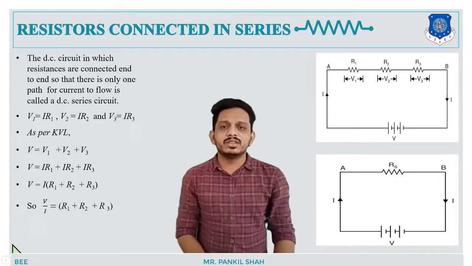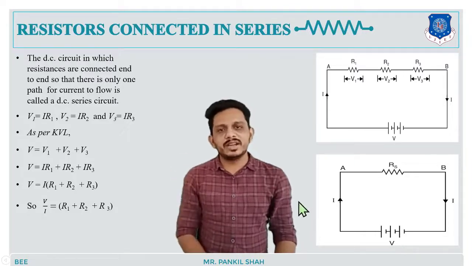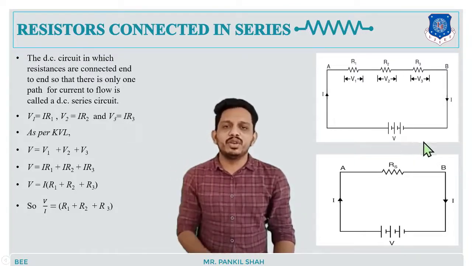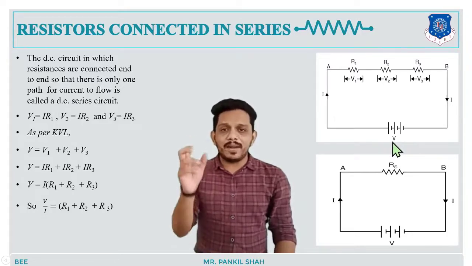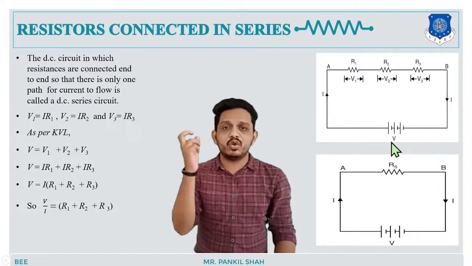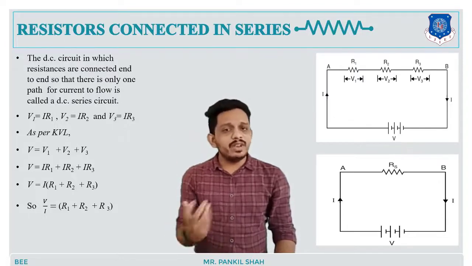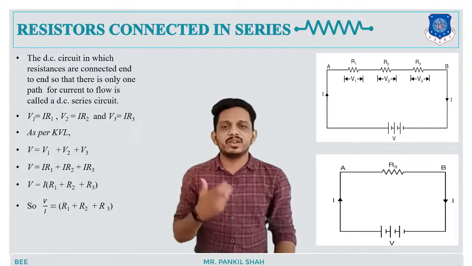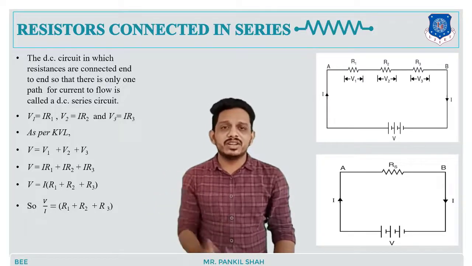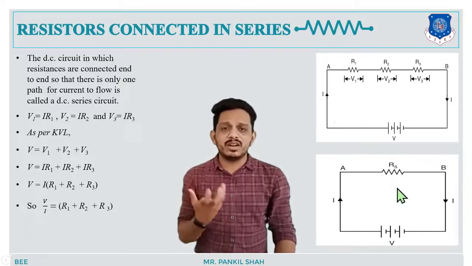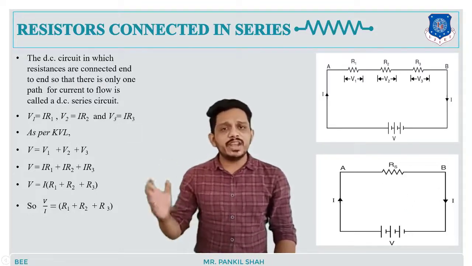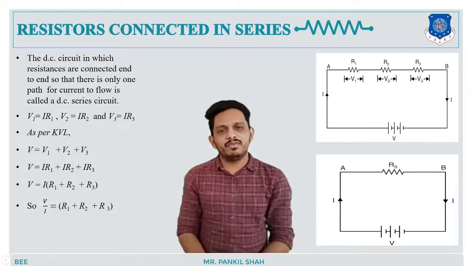But look carefully at this side. V by I is nothing but the applied voltage to the circuit divided by the total current flowing through it. This is the ratio of applied voltage to the current. And we know that the ratio of voltage to the current is always constant, and that constant is known as the resistance. If we see this figure, the resistance of this circuit is nothing but the total resistance, that is R equivalent. So we can put R equivalent in this equation.